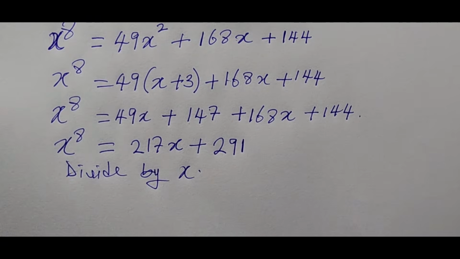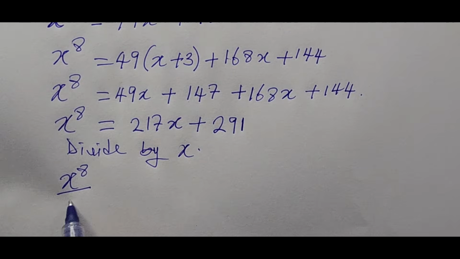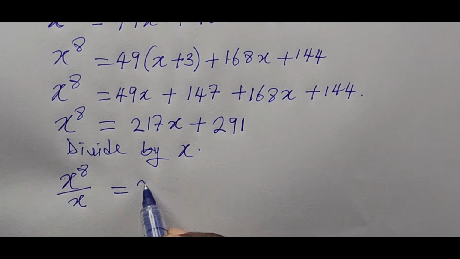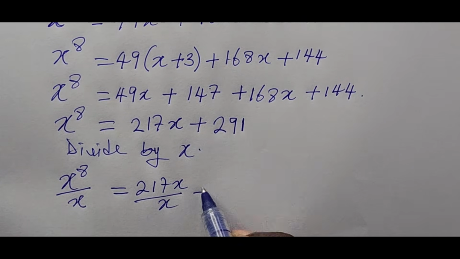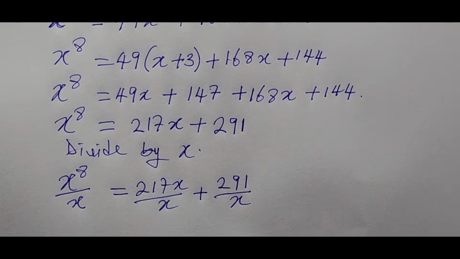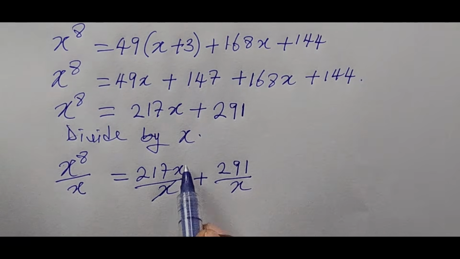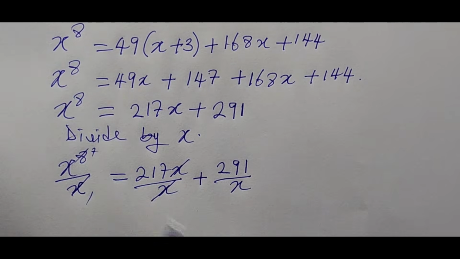So if we divide through by x, we're going to have x to the power of 8 all over just x. We equally divide 217x all over x. Then we equally divide 291 all over x also. This will go with this. This will be 1. One of this will go to give us 7 here.